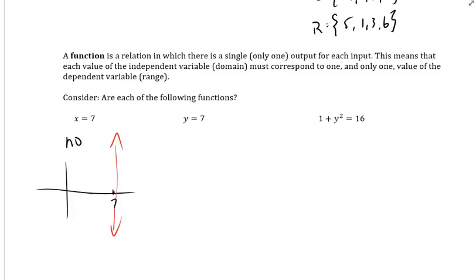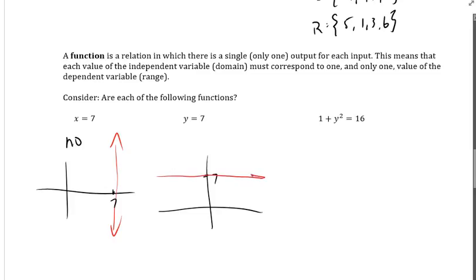What about the next one? y equals 7. Yes? Good. So there's 7. It's a horizontal line that goes through 7. So this one is yes.